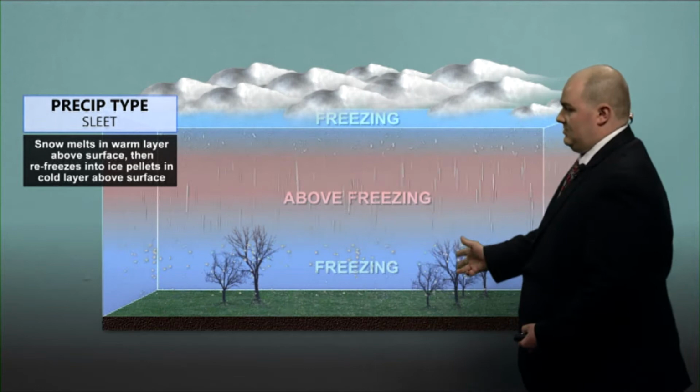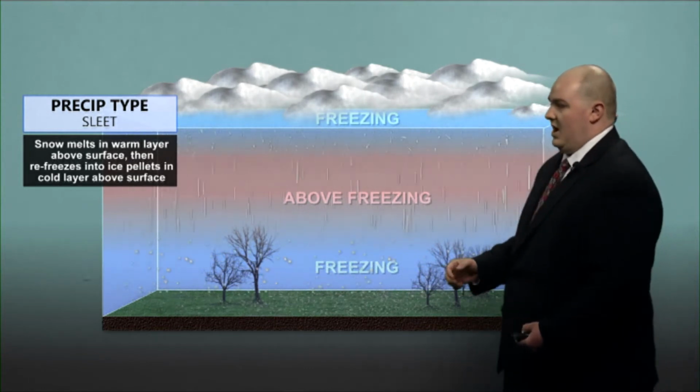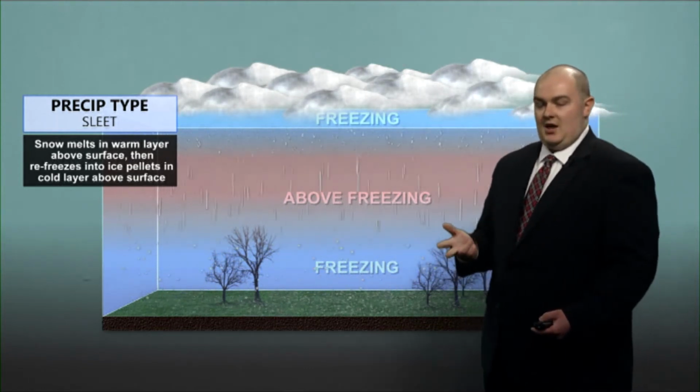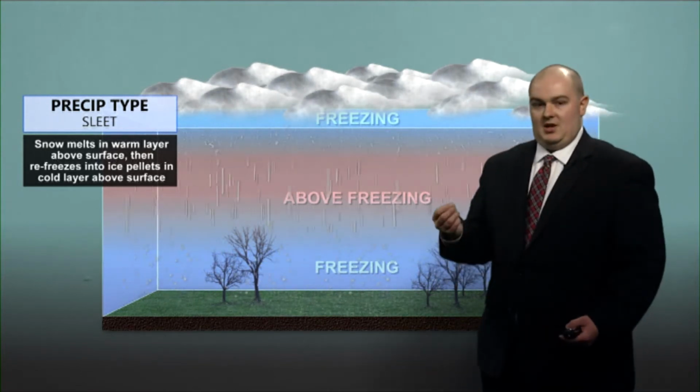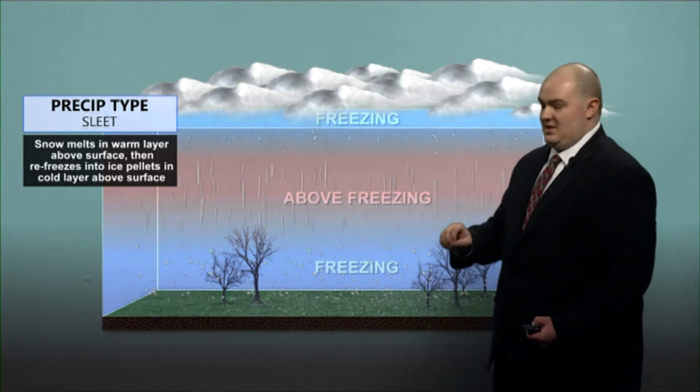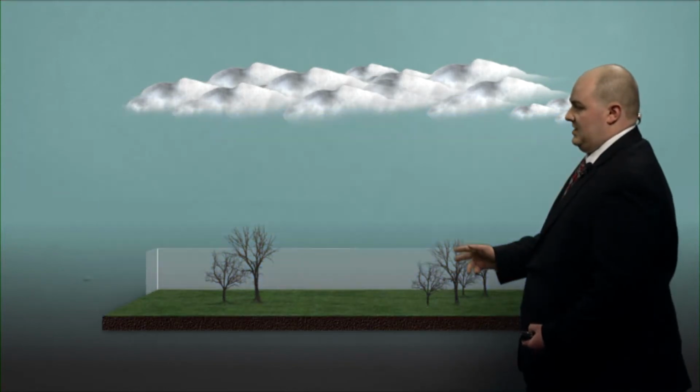And this still leads to some potential ice, especially along the roads and along trees. So they're just as dangerous as freezing rain, but they fall as pellets and don't just freeze on contact with the surface they hit.